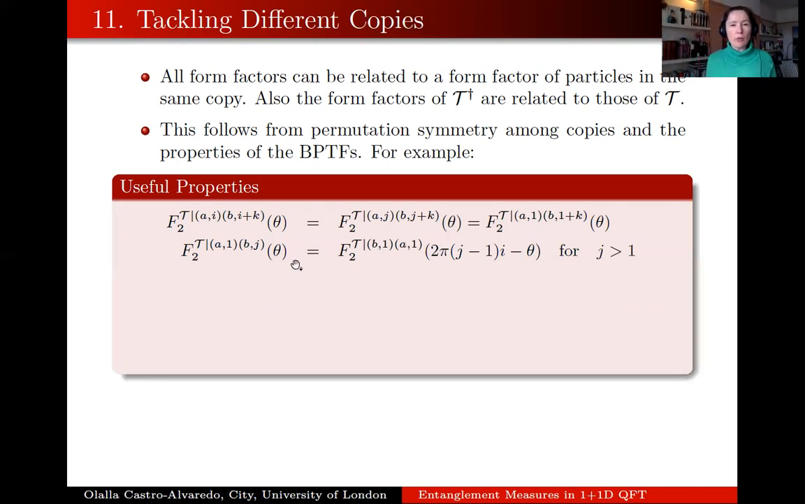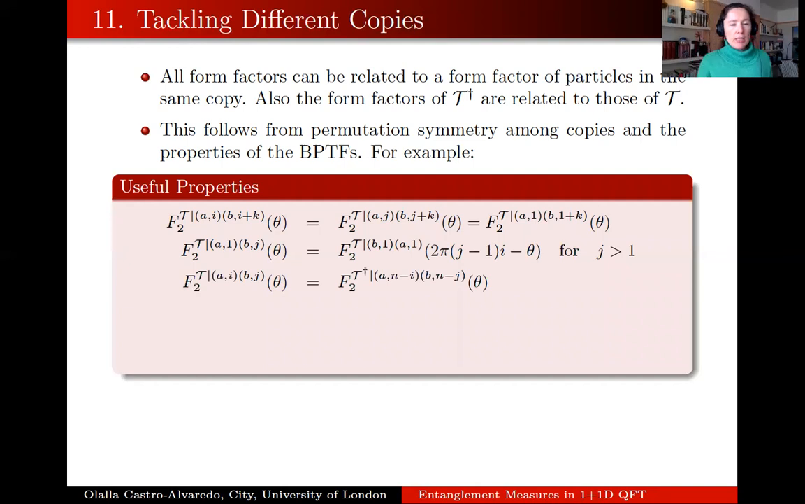And it turns out that if you repeatedly use Watson's equations, you can always relate this form factor to a form factor where both particles are now in the same copy, both in copy 1. The price to pay is that theta is shifted by some multiple of 2 pi I, which depends on the copy number, okay? And this is true for j bigger than 1, of course. For j equals 1, well, we don't need to do anything.